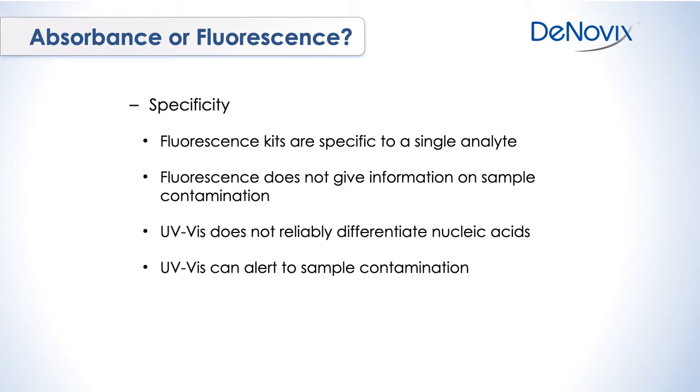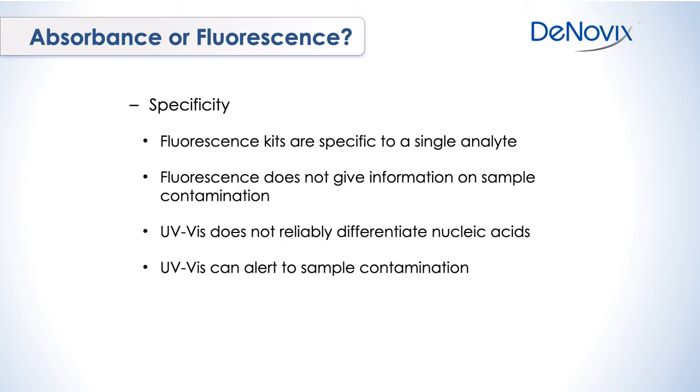So as well as sensitivity, we need to consider the specificity of assays. One of the real advantages of fluorescence is that the kits are very specific to a single analyte. So if we're purely interested in double-stranded DNA, we can get a kit that specifically binds to a double-stranded DNA molecule and ignores anything else in that sample. This is a big advantage in knowing specifically what we have in there. But the downside of that is that it won't give you any information on sample contamination.